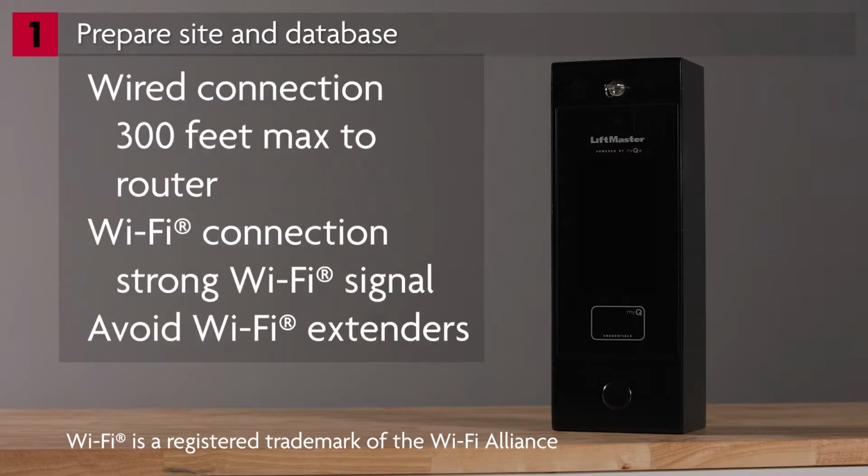Network proximity is another consideration. For Ethernet connections, the controller location must be within 300 feet of the network switch or router. For Wi-Fi connections, the signal strength must be sufficiently strong. Wi-Fi extenders should be avoided because they introduce latency and can negatively affect video quality.